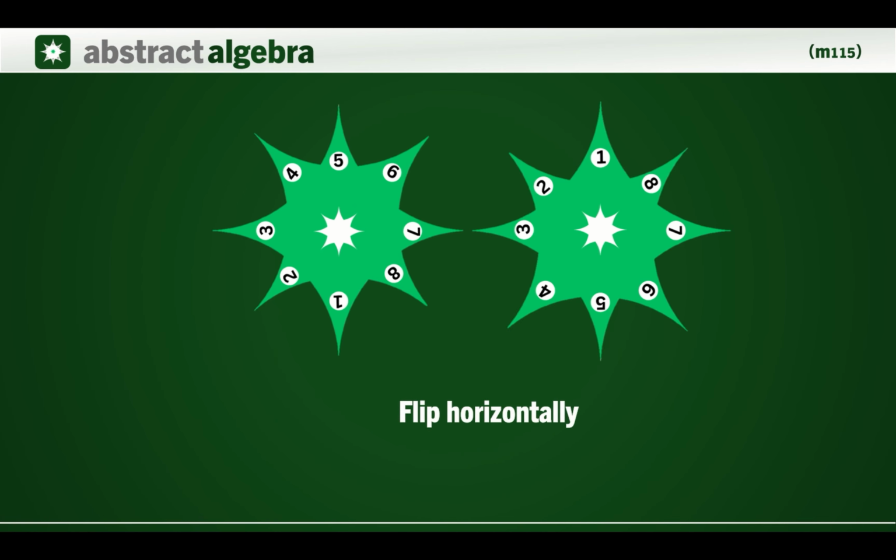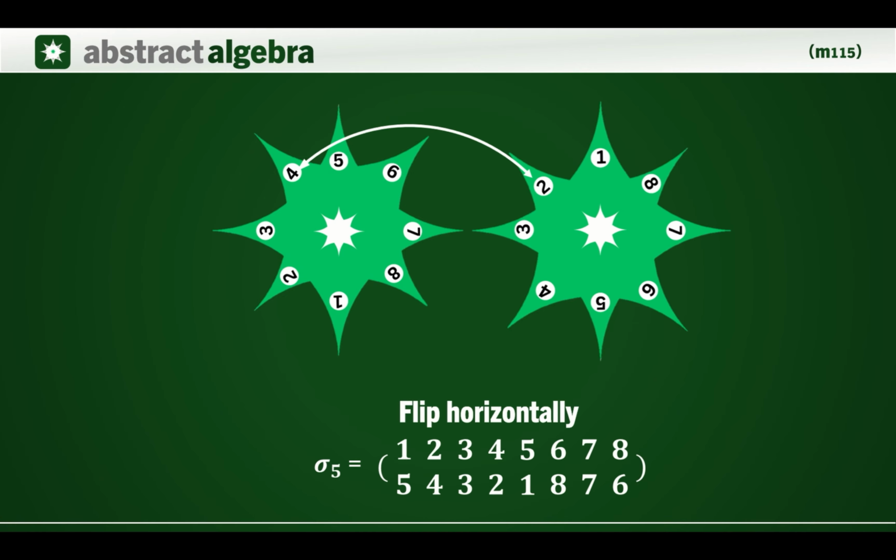Next, we are going to flip our model horizontally to get the sigma sub 5. So after flipping it, we are going to map 1 to 5, 2 to 4, 3 to 3, 4 to 2, 5 to 1, 6 to 8, 7 to 7, 8 to 6 to get the result for the sigma sub 5. So this is the result for the sigma sub 5.